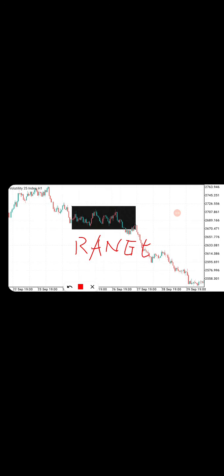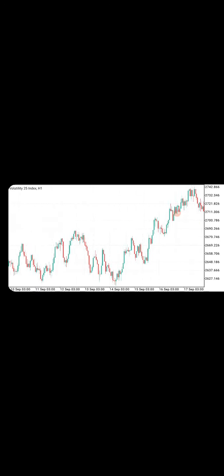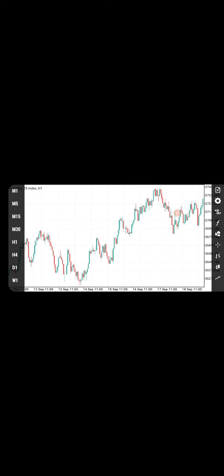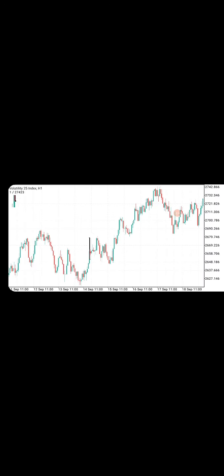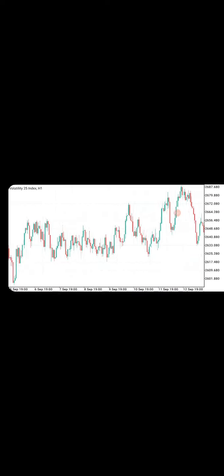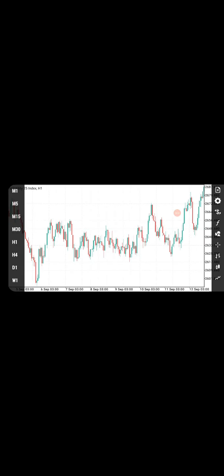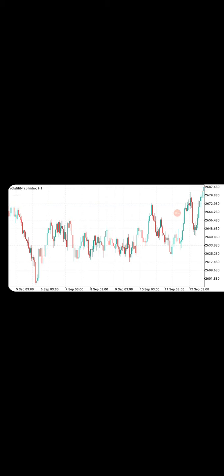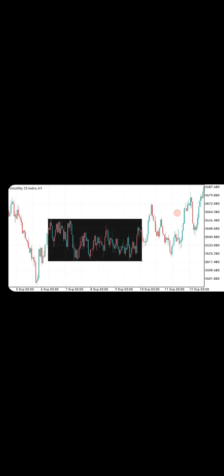So after a range, guys, or do you want me to show you another example of range? Okay, there is no problem for me. I know how the market moves. So allow me to show you another type of range. A range is easy to identify. When the market is going nowhere, it means that you are in a range. So this is another example of range. If you want me to show you another example, I will give you again. So this is another example of range, guys.